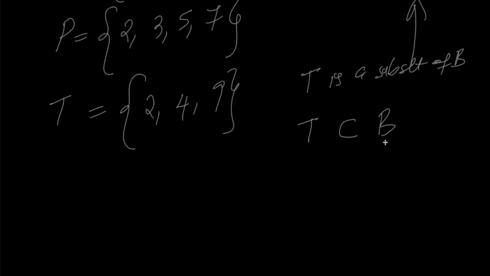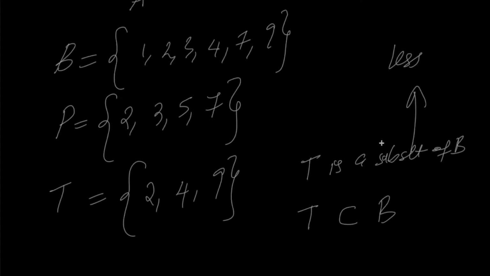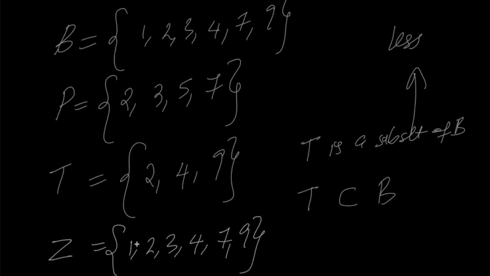Proper. No issue. But if I write something like this now, I come back to this place. I say I have another one I want to consider. This time Z. I say Z has 1, 2, 3, 4, 7, 9. You agree with me that everything in Z is also where? In B. Oh, how do we represent this? It should be a subset. Subset means that you are less than. But you cannot tell me that this Z is less than B. It's not actually less than.